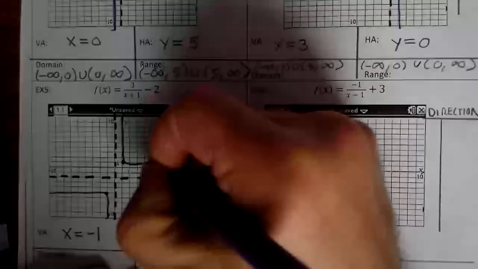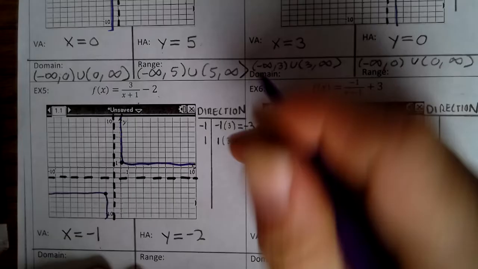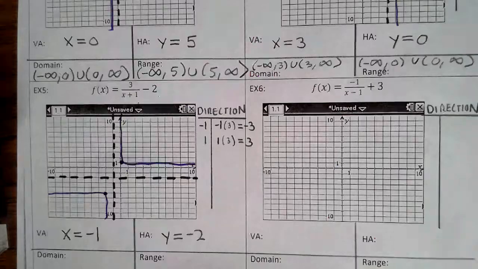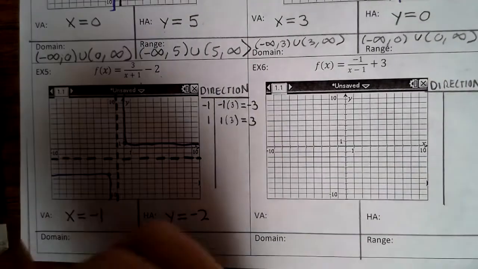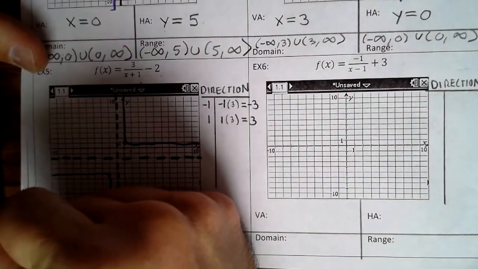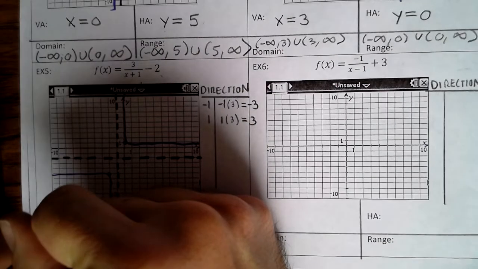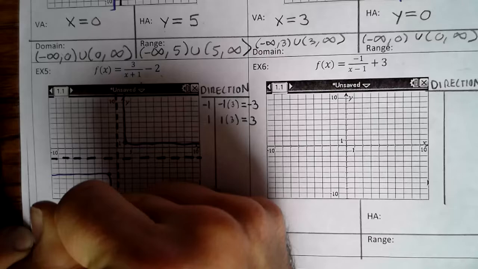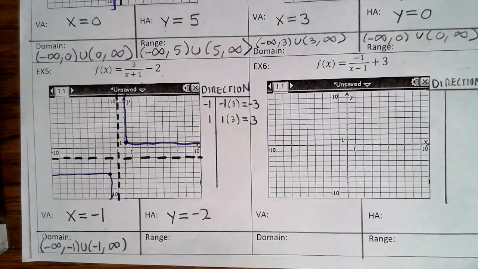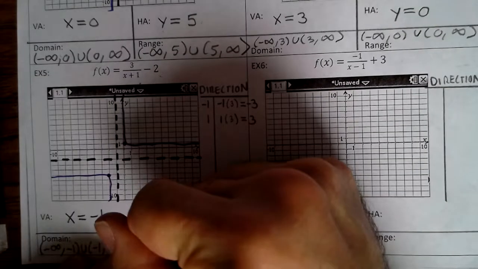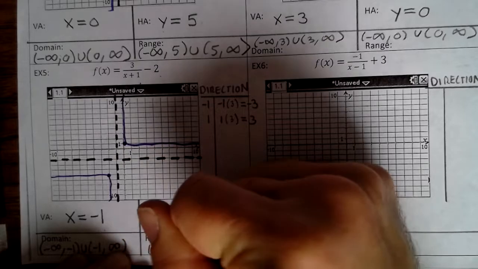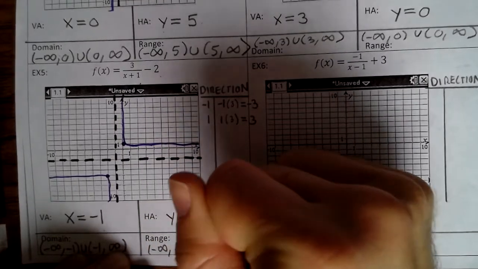Domain and range are simple. -infinity to -1, or -1 to infinity. And range is -infinity to -2, or -2 to infinity. All right, let's finish up example 6. Okay.